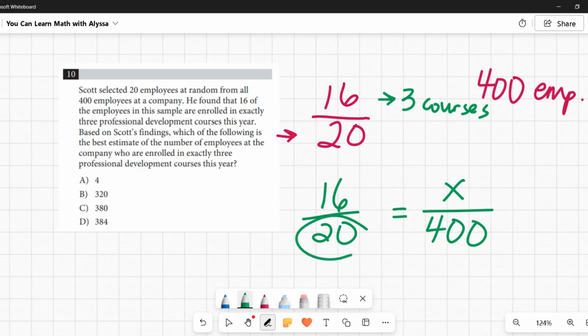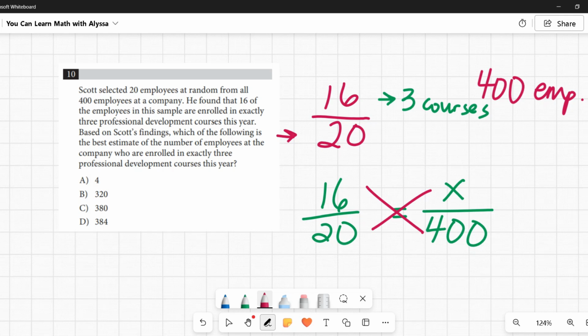So this is our total number of the sample. Here's our total number of employees. On top, we have the total number in the sample that are in 3 courses. Over here, we would have the total number of employees in the whole company that are in 3 courses. Now, I can solve it just as is. If you're doing this on your calculator, it's equally easy either way. Cross multiplying is a great way to do it. So I'd cross multiply those and get 20x equals 16 times 400.